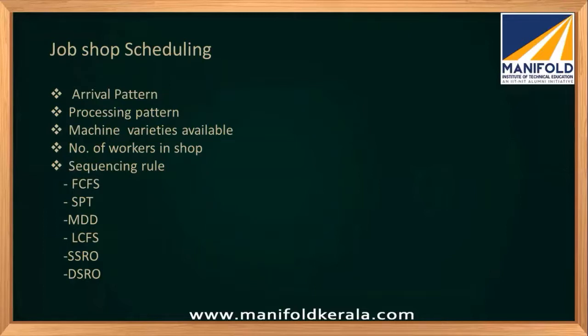And also the machine varieties that we have. Suppose a particular task can be done with a different variety of machines if you have that capacity, and sometimes, because of the process capabilities of the machine itself, we may be limited to some particular machines. So we have to take care of that also. Number of workers in the shop, and also priority rules.